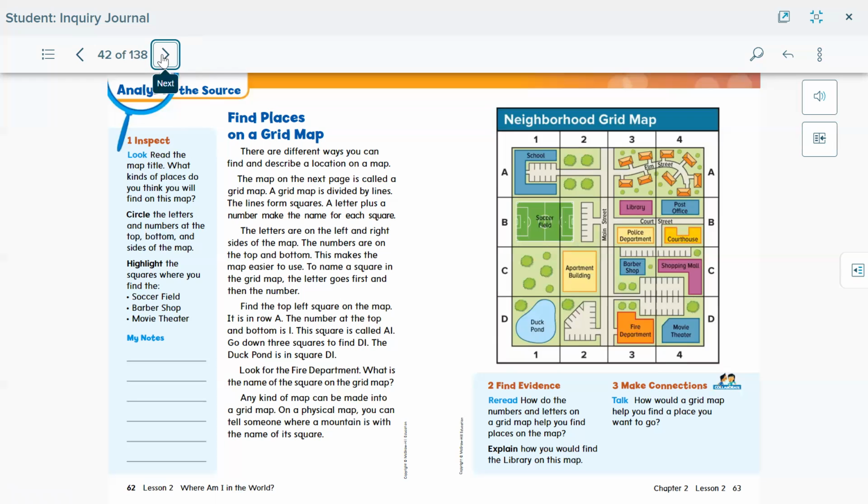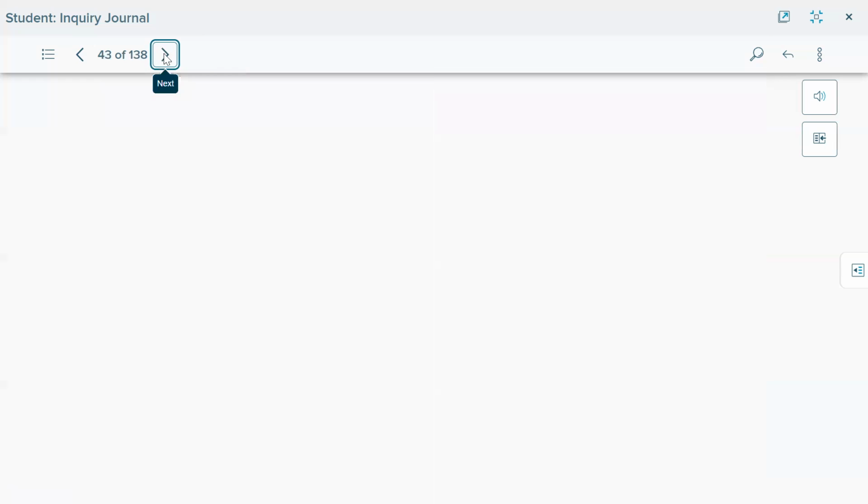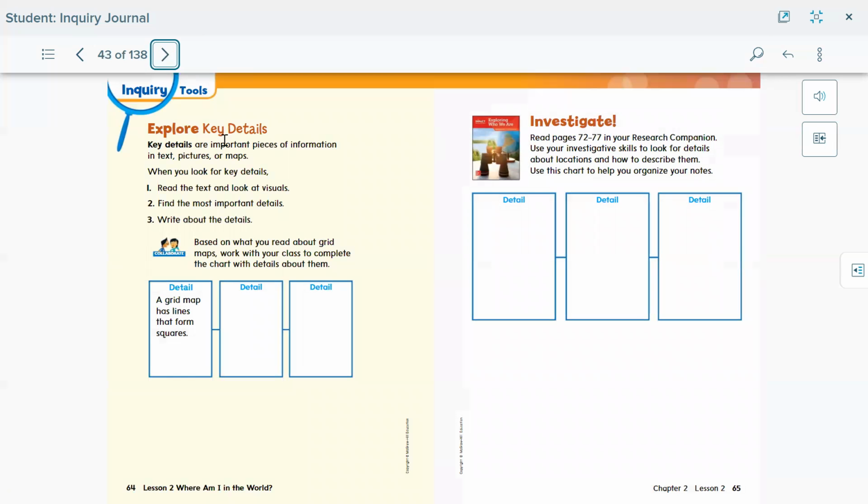Let's go to the next page. Now we have the key details. We know key details are important pieces of information in the text or the pictures, and now since we're learning about maps, based on what we learned and read about grid maps, let's see what we can put here. We have 3 boxes where we need to add details. The first one is done for you. A grid map has lines that form squares, right? So what are the other 2 things we learned?